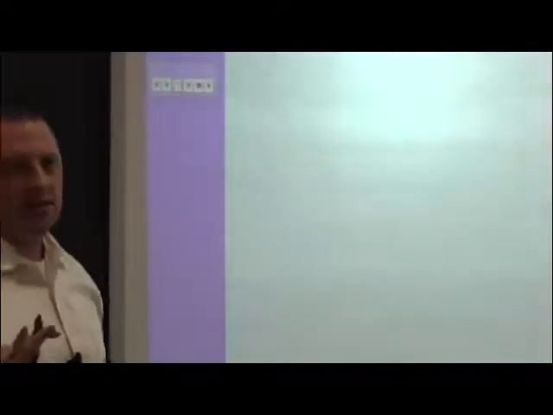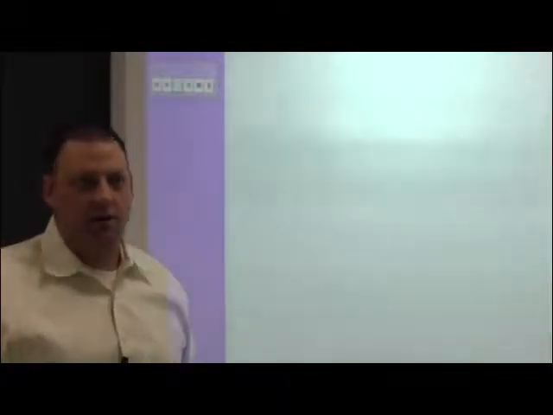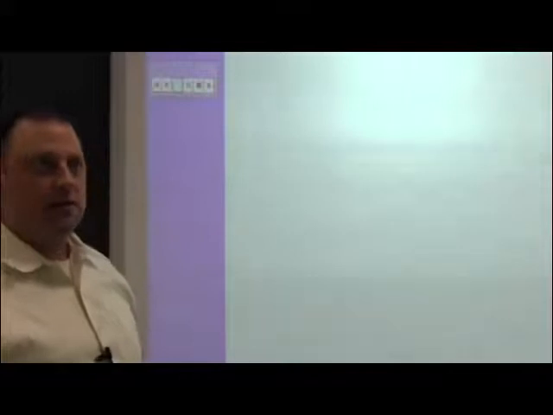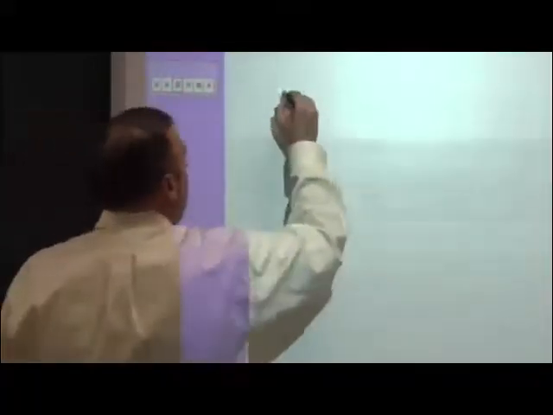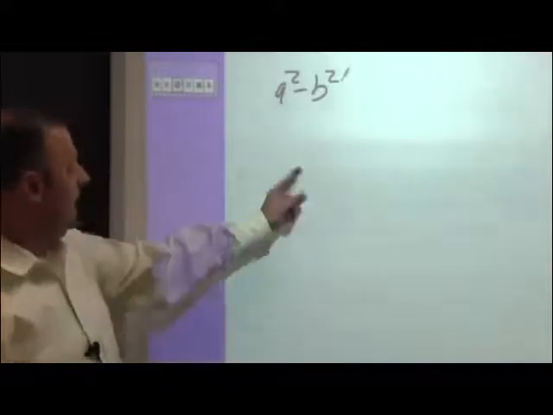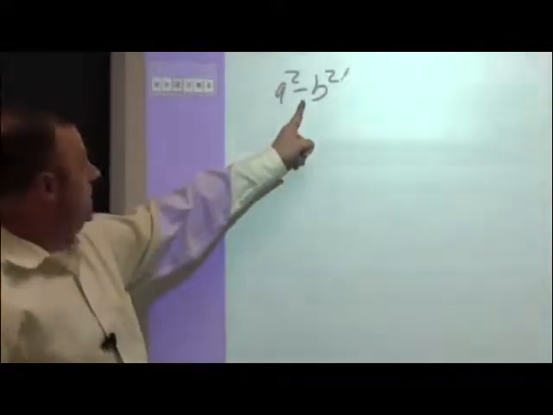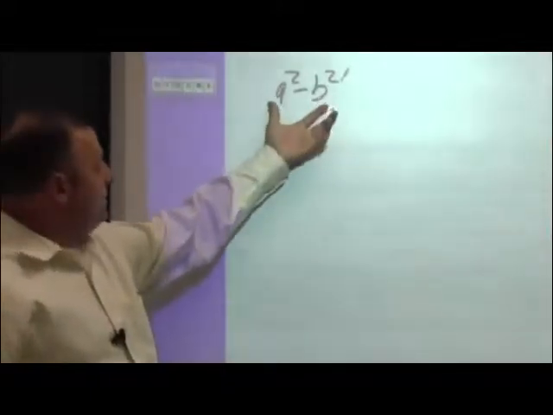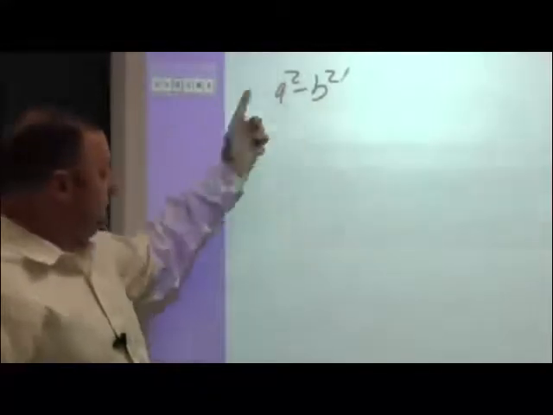Okay, the last type of factoring situation with quadratics I want to talk about is when you're going to factor a difference of two squares. What does a difference of two squares look like? It looks like a squared minus b squared. Difference means you're going to have a minus between the terms. Two squares, you're going to have two things that are squared. A difference of two squares.